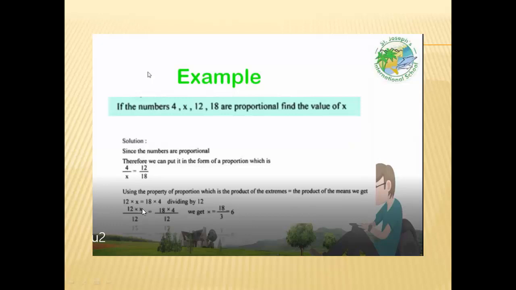So 12 times x equals 18 times 4. Then by dividing both sides by 12, we get 18 over 3 equals what? Equals 6. Then x equals 6.